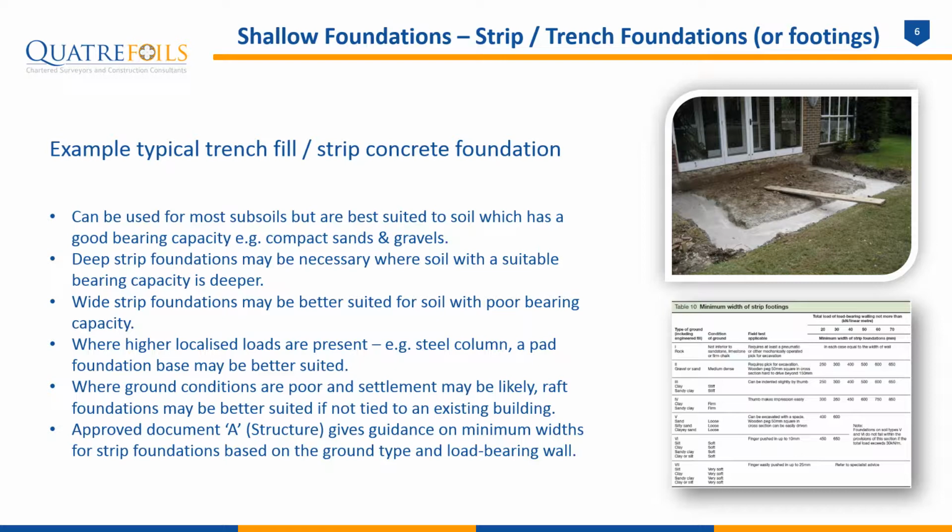Where there is a localised single point load, say from a steel column, a larger mass concrete pad foundation might be better suited, and this is covered a bit later. In addition, if the ground conditions are poor and settlement is a possibility, a raft foundation can be used. If the building or structure is not tied to an existing building or adjacent structure, this is a good option. If it is, you can end up with differential settlement, so you might have to look elsewhere. Lastly, the building regulations cover guidance for strip foundations under Approved Document A, which is well worth reading.